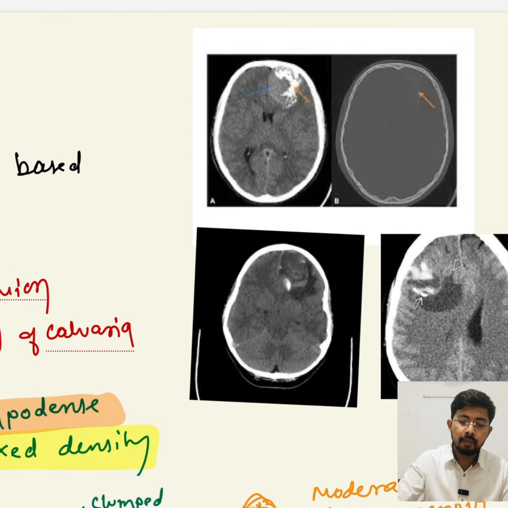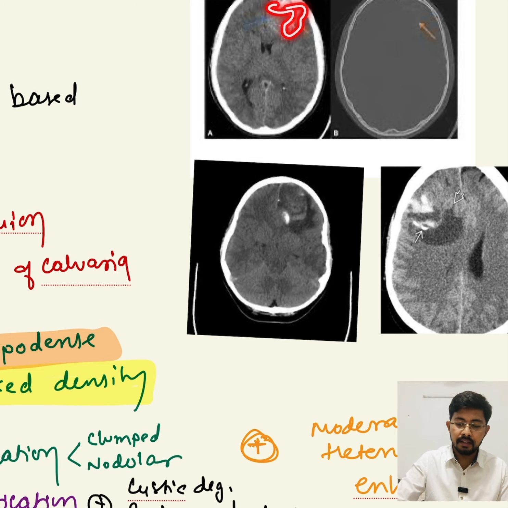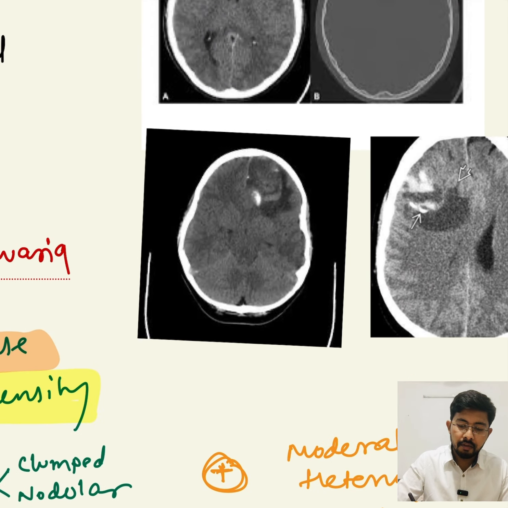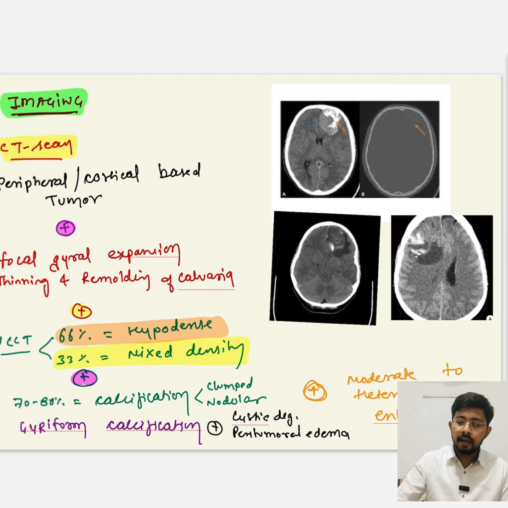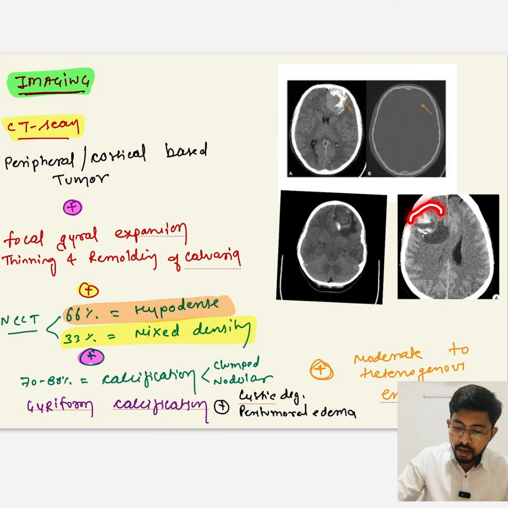Here we can see the clumpy nodular type of calcification present within the lesion. Here also we can see an ill-defined cortical-subcortical mass lesion covering the gray-white matter junction, which has focal or nodular calcification, appearing heterogeneously hyperdense to hypodense. Here also is the same oligodendroglioma appearing in the frontal lobe.